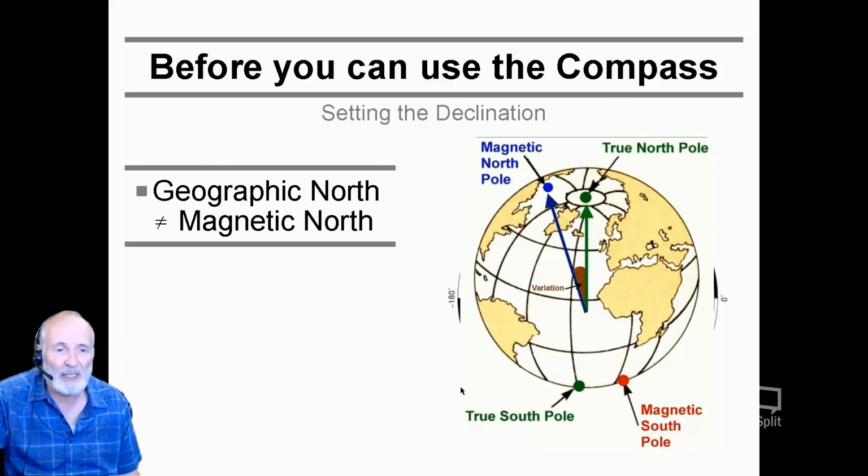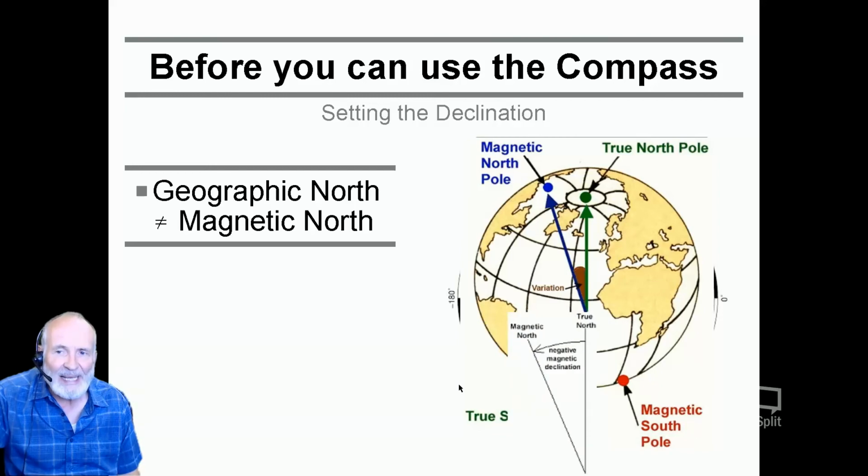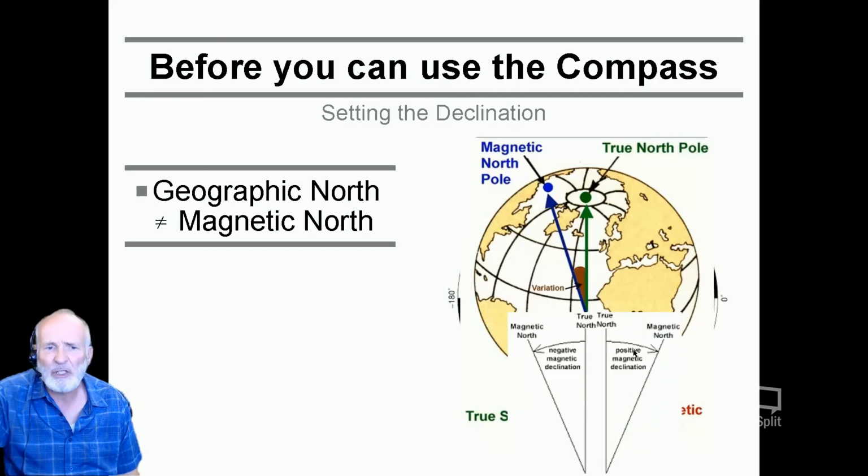Is there any way we can fix that? Yeah, we can measure that difference. We call this a declination. By the way, if the magnetic north is to the left of the true north, they call it a negative magnetic declination. If it goes to the other side, to the right, it's a positive magnetic declination. And, of course, that angle, the declination, can vary depending on where you are on our globe.